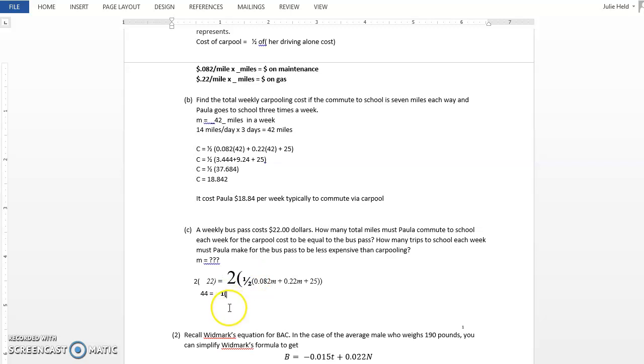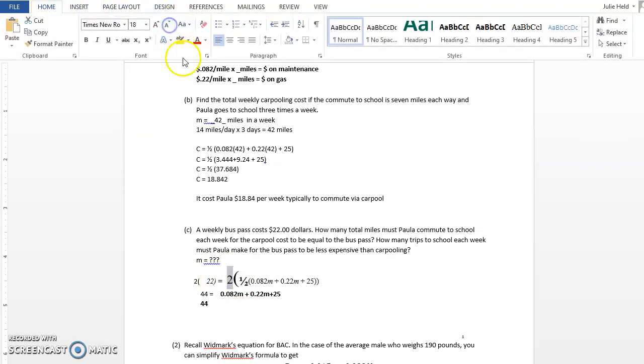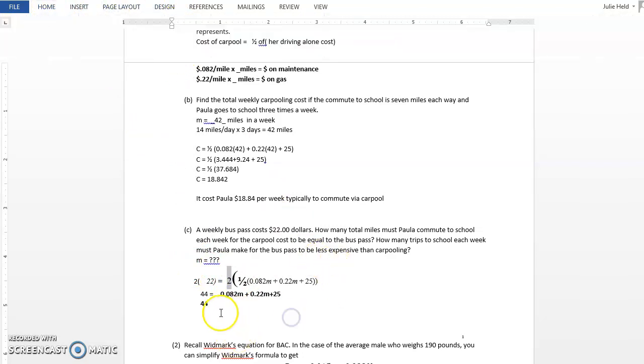And I still have inside my 0.082 M plus 0.22 M plus 25. Now, the parentheses aren't really needed because 1 times anything is the same thing. So I can just get rid of those. And I would have gotten rid of them if I distributed the half as well. That's pretty big. There we go. That's better.